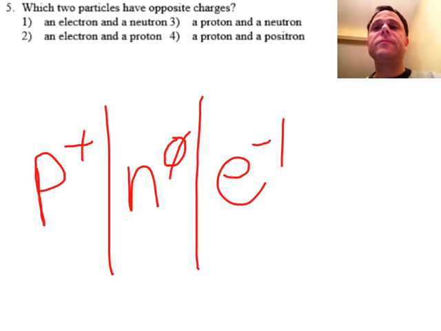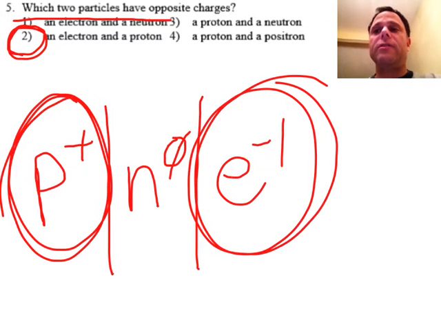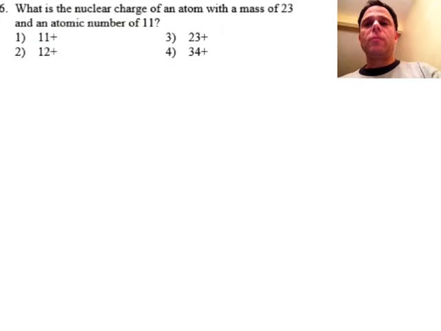Hi, Tricia. Choice 1 says an electron and a neutron have opposite charges. Nope. An electron and a proton? I'll just stop it there. Absolutely. Proton has a positive 1 charge. Electron has a negative 1 charge. There she is.